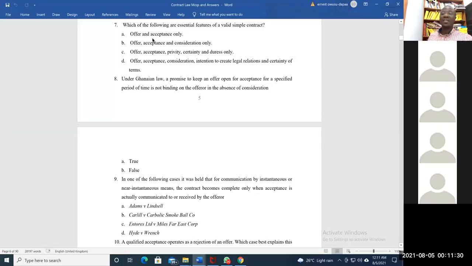Is D. Yeah, so a simple contract, also known as a parol contract, requires offer, acceptance, consideration, intention to create legal relation, and certainty of terms. So that is pretty straightforward. Now, under Ghanaian law, a promise to keep an offer open for acceptance for a specified period of time is not binding on the offeror in absence of consideration. True or false?